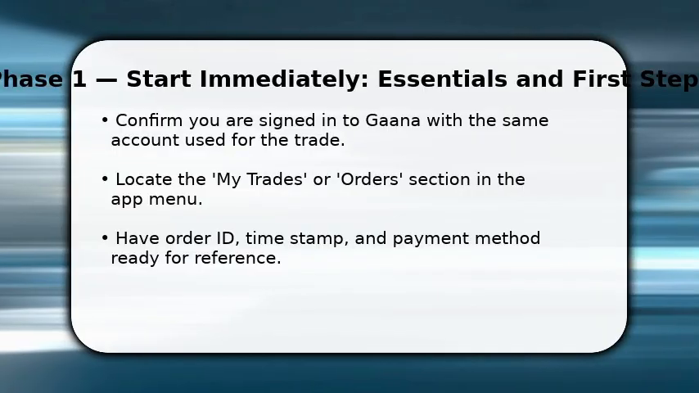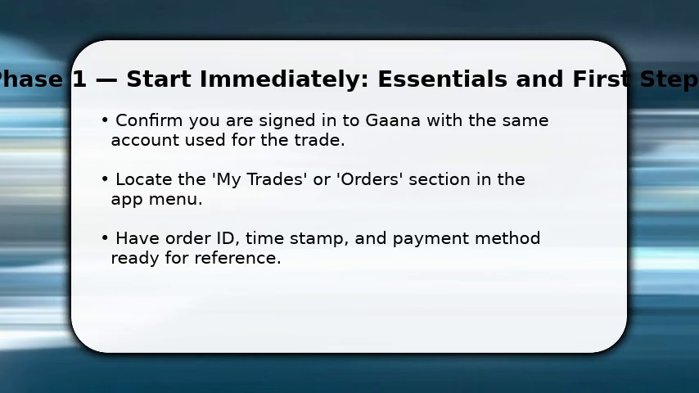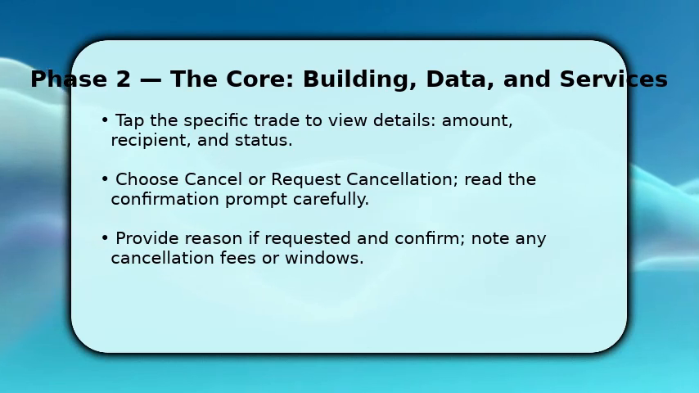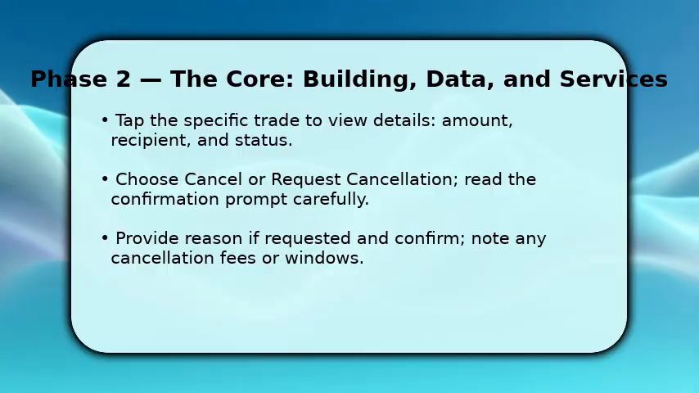Once done, scan the list for the specific trade. It's faster if you already noted the timestamp or payment method. This step avoids mistaken cancellations and speeds the entire process. You now open the trade detail view and inspect the status. You want to confirm it is still cancelable.